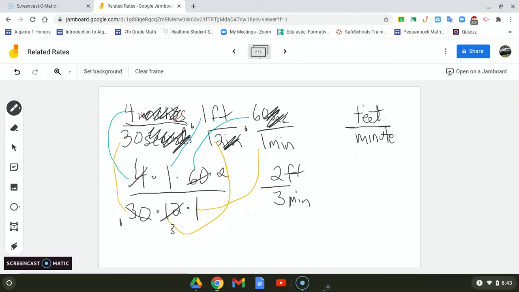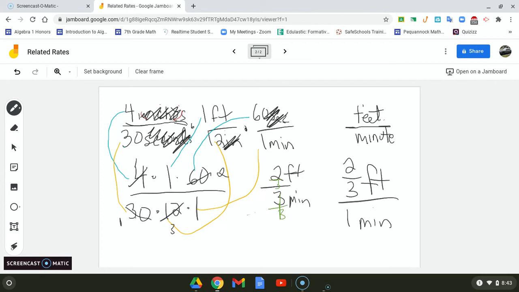But we really want to know how many feet we're going to travel in 1 minute. The way that we do that is we want to make the denominator a 1. We can make the denominator a 1 if we divide this 3 by 3. But if I do that to the denominator, I have to do that to the numerator. So now I have 2 over 3 over 3 over 3. Well, 3 over 3 is 1. So we basically have 2/3 of a foot in 1 minute.